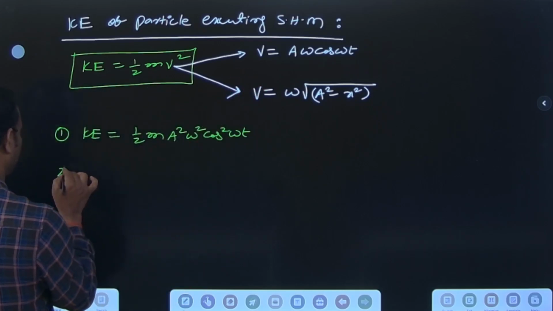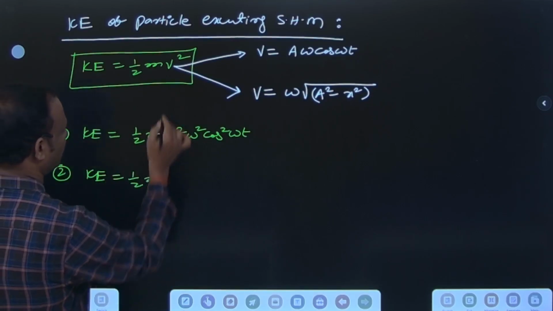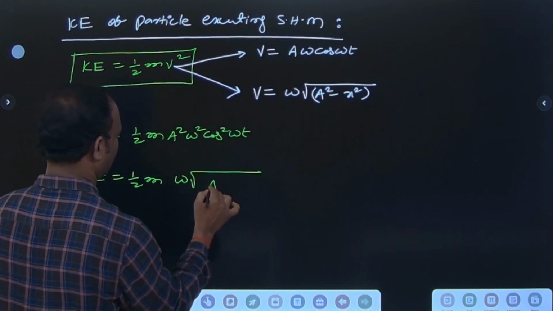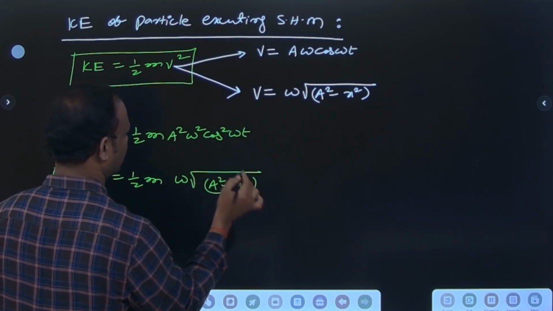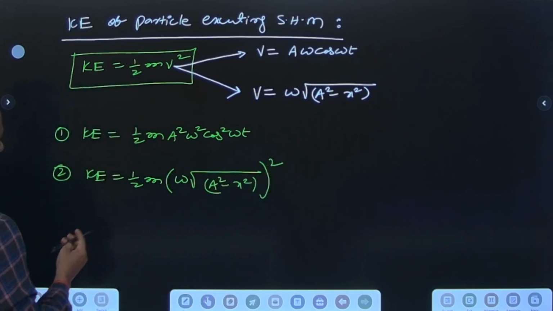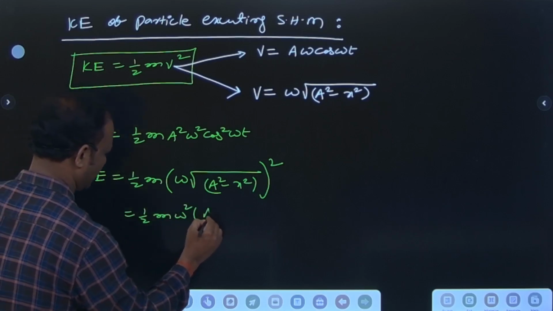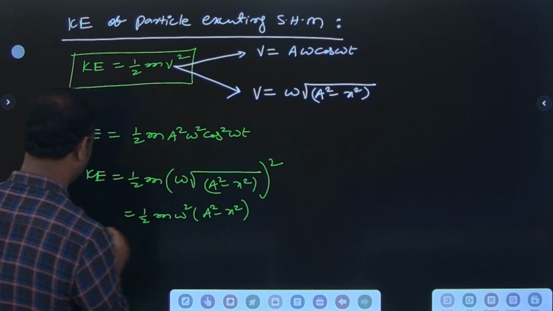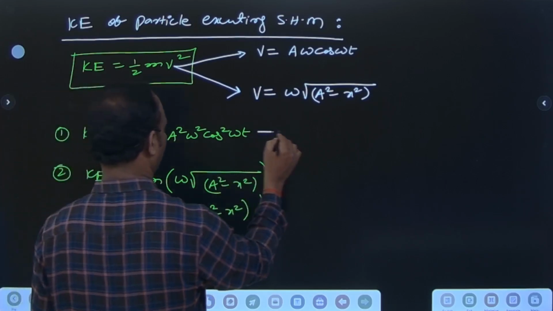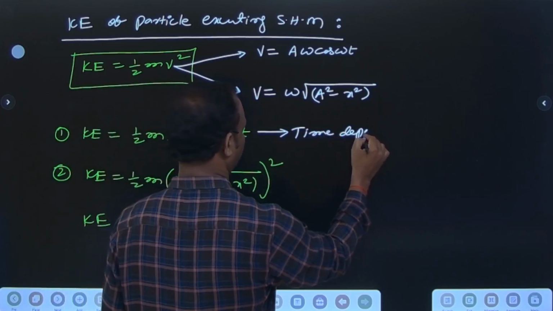Next, for the second one, kinetic energy K is equal to half m. What is the v? This is omega under root of a square minus x square, whole square. We can write this as half m omega square times a square minus x square. This is the kinetic energy. So this is called what? Time dependent form.